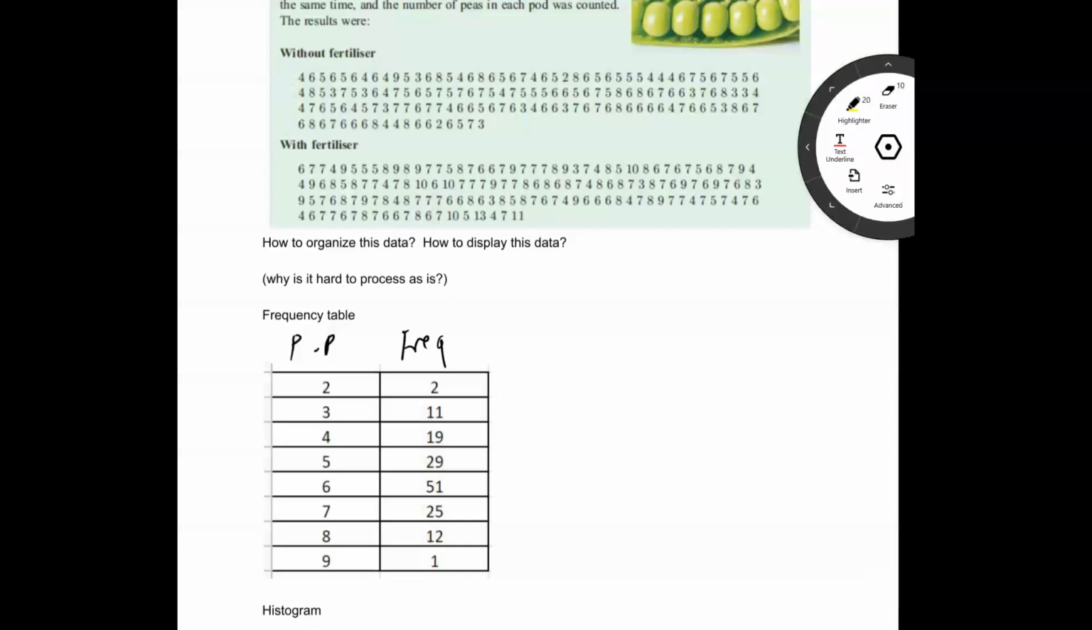So let's say, how many times did we see 2 peas in a pod? We saw it twice. How many times did we see 3 peas in a pod? We saw it 11 times, okay? So basically what I did here was I went through this list, I counted up how many 2s there were, how many 3s there were, how many 4s there were, all the way to 9. Do you see? So this is called a frequency table. All right, let's move on.